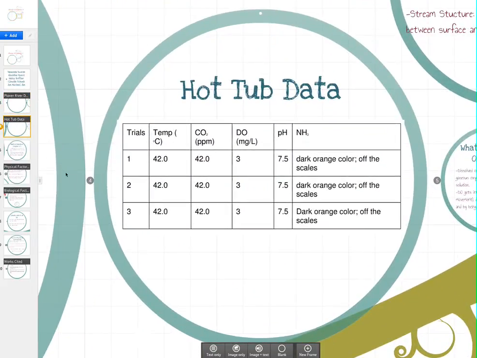This table shows the data collected from hot tub water. Some noticeable changes from the Plover River data table are that the temperature is higher and the dissolved oxygen is lower. There's also no numbers for the NH3 because it was off the scales due to its dark orange color.